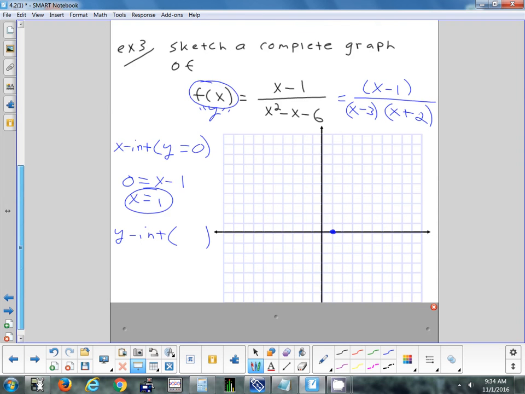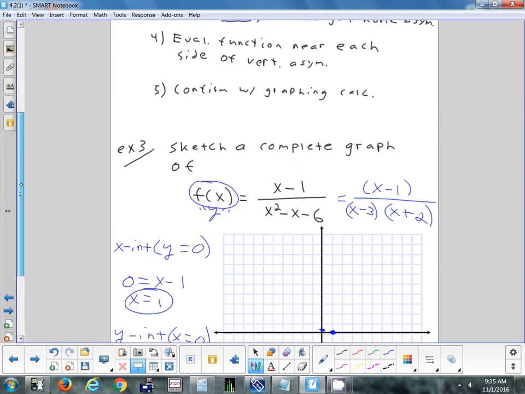What do I let equal 0 this time? X. Okay, so if we let x equal 0, in the top, what's 0 minus 1? Negative 1. 0 squared, 0, minus 0, 0, minus 6. Negative 6. Okay, so my y-intercept is 1/6. So it's going to cross the y-axis about right there. All right, so I've got those 2 points.